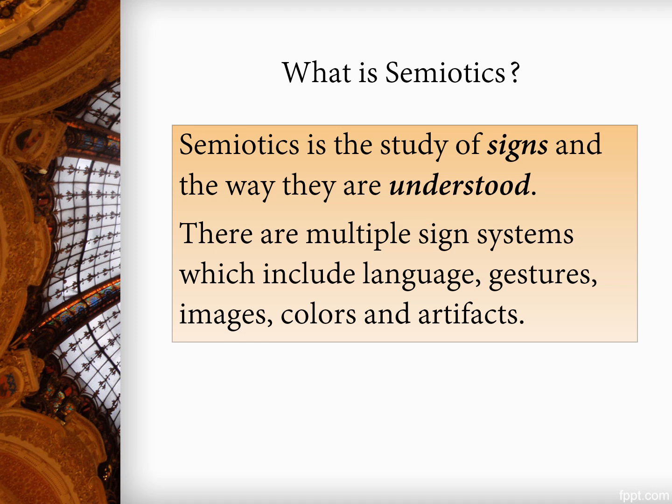So what is semiotics? Well, semiotics is a study of signs and a study of the way they are understood. There are multiple sign systems which include language, gestures, image, colors, and artifacts. There are also several different theoretical orientations. I'm going to present in a very simplified way just two, and as I said in the beginning, my aim here is not to give a comprehensive overview of semiotics, but rather a very simple basic understanding which is functional for when we start doing analyses later in the course.